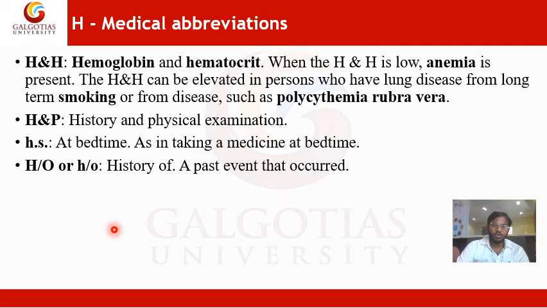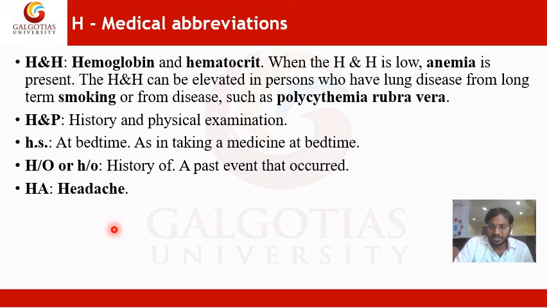And H by O, or small or capsule H by O is there. That is the history of a past event that occurred. For example, today I went to the hospital for treatment for fever. The doctor will ask from how many days, how long you have had the fever. That is the history. Something like yesterday, were there body pains or not. These are the types of things you have to discuss here. The coding is HO.